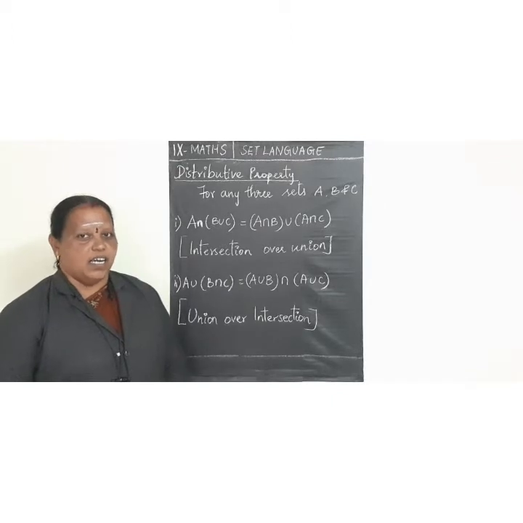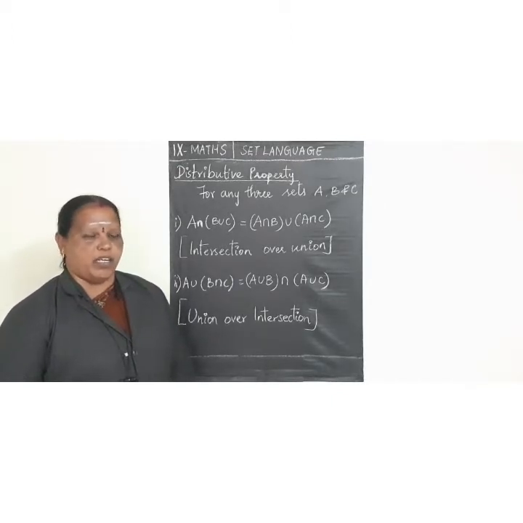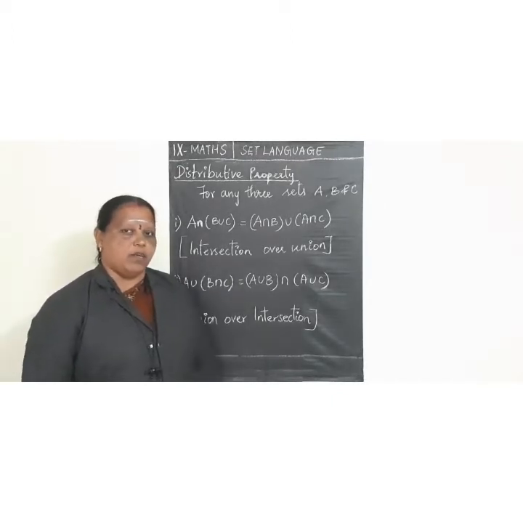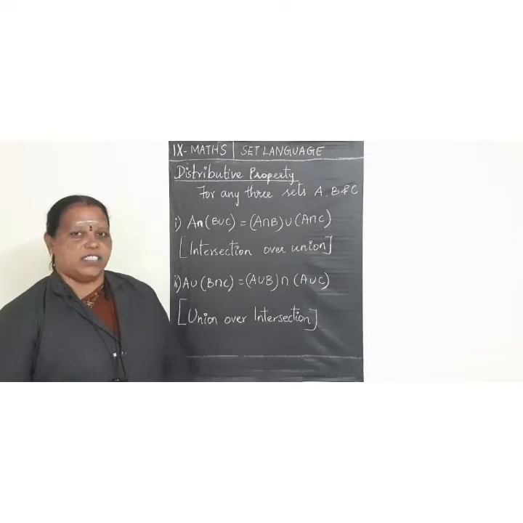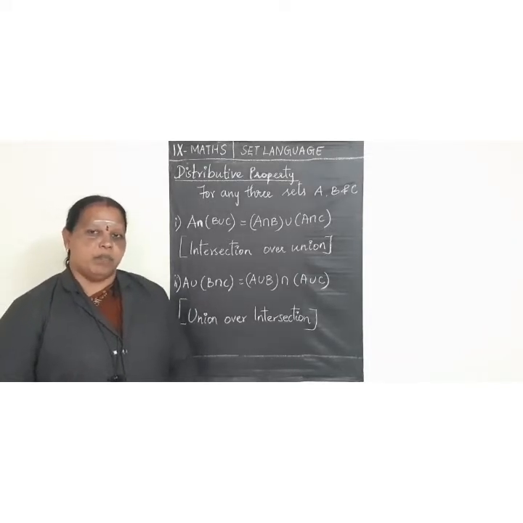In that we discussed the commutative property and the associative property. Commutative property means A union B is equal to B union A. That's the commutative property of union of sets. Then for intersection of sets, A intersection B is equal to B intersection A.